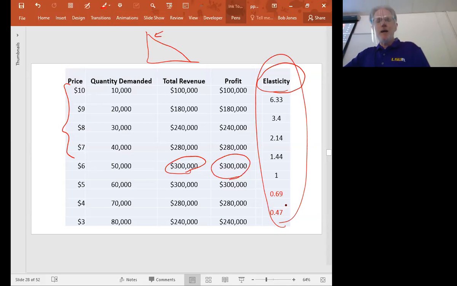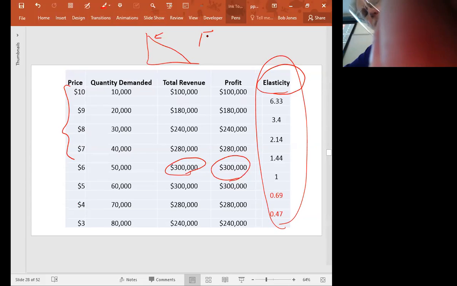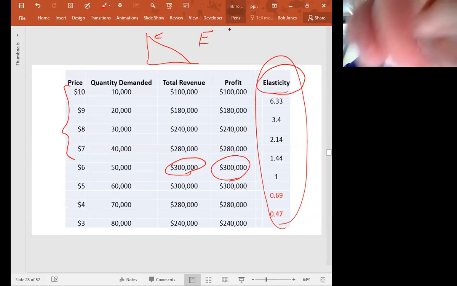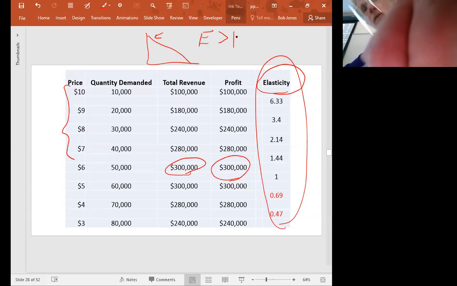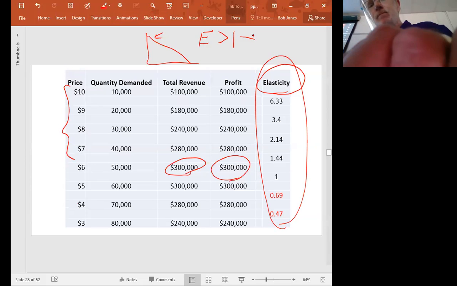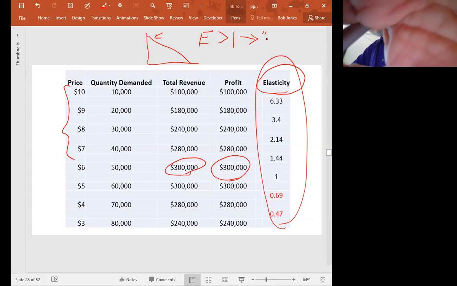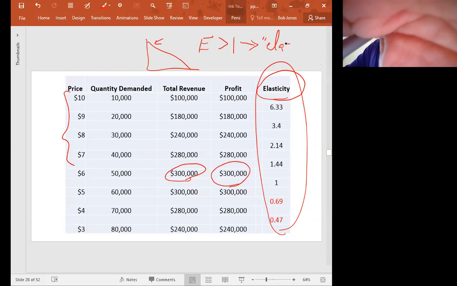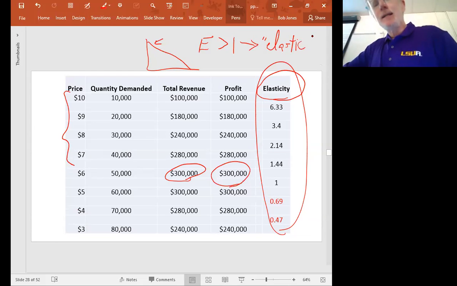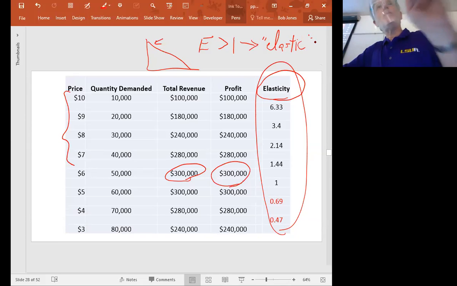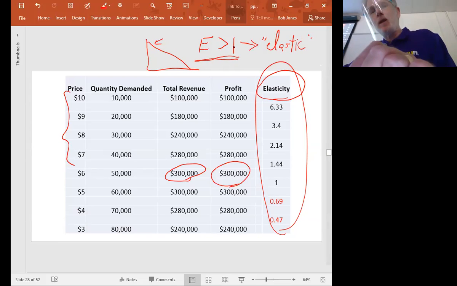Okay? A little bit of terminology that will be very important to remember. When the elasticity coefficient is greater than 1, we are going to say that demand is elastic. Okay? That's the term. So if I say the demand for product X is elastic, that means one thing. It means the elasticity coefficient for demand for that product is greater than 1.